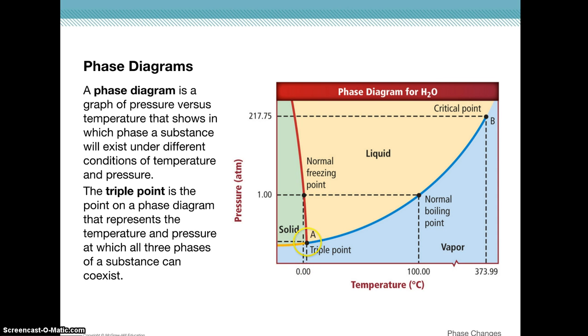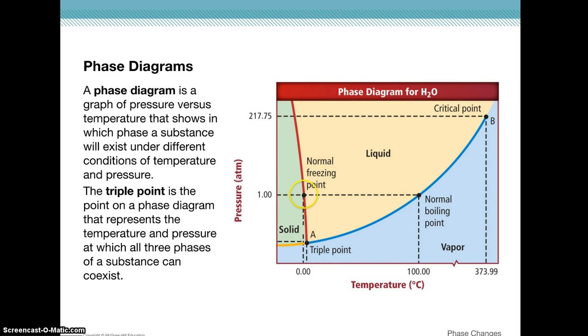So if you have that specific temperature and pressure, you could have all three phases, and this one is for water, existing together at the same time, not changing from one to another. And then along this blue line, this is where you would convert from a liquid to a gas or from a gas to a liquid. And then along the red line would be from solid to liquid or liquid to solid.